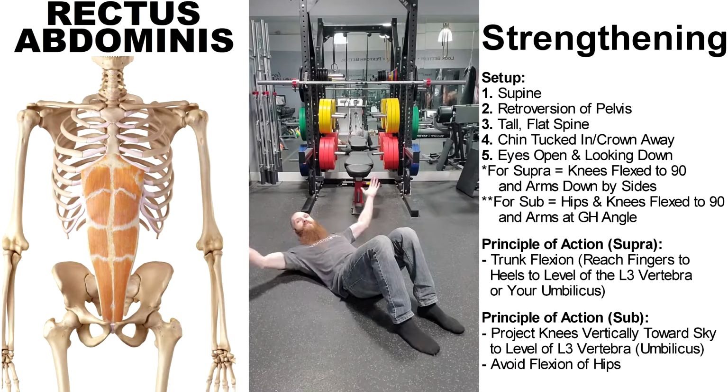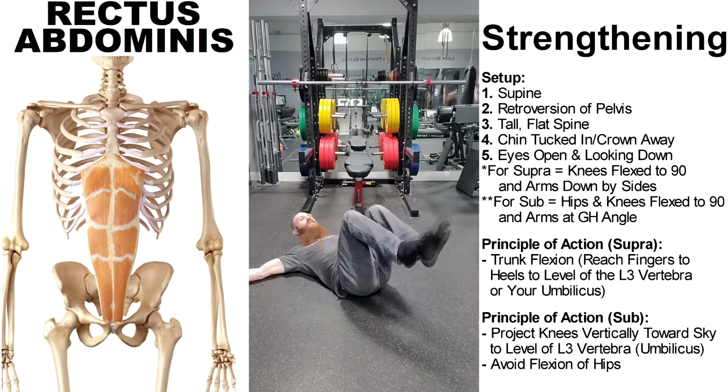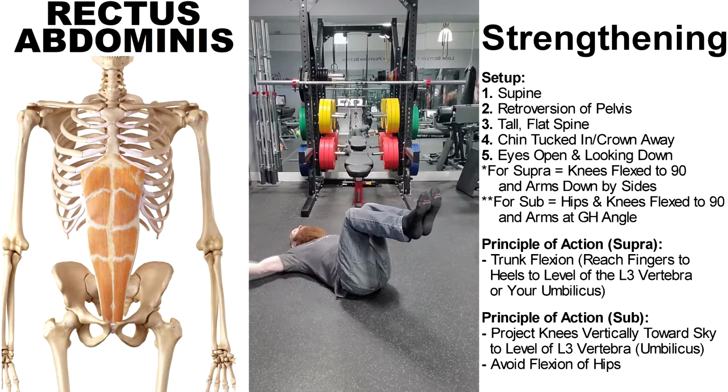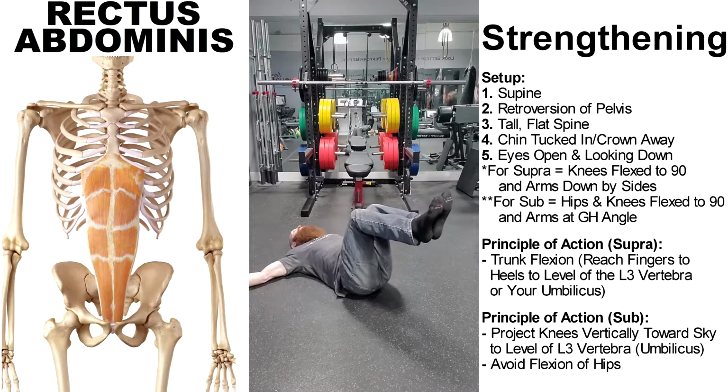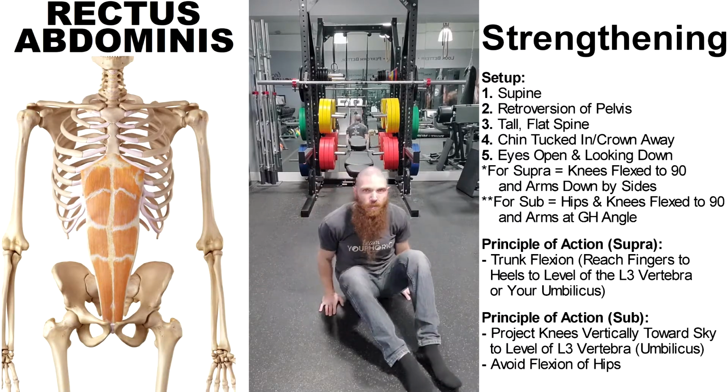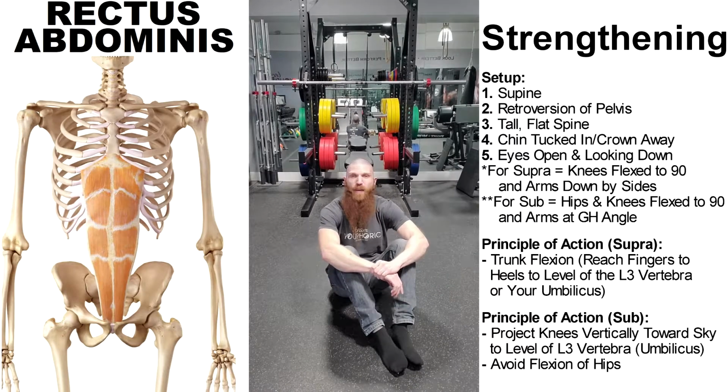We're going to place the arms at the level of the glenohumeral angle, flex the hips and knees to 90 degrees, and with the knees, we want to project them straight up to the ceiling without going into flexion. And this is for the subumbilical fibers. We want to go up to the level of the L3 vertebra. And those were the two strengthening exercises for the rectus abdominis muscle.